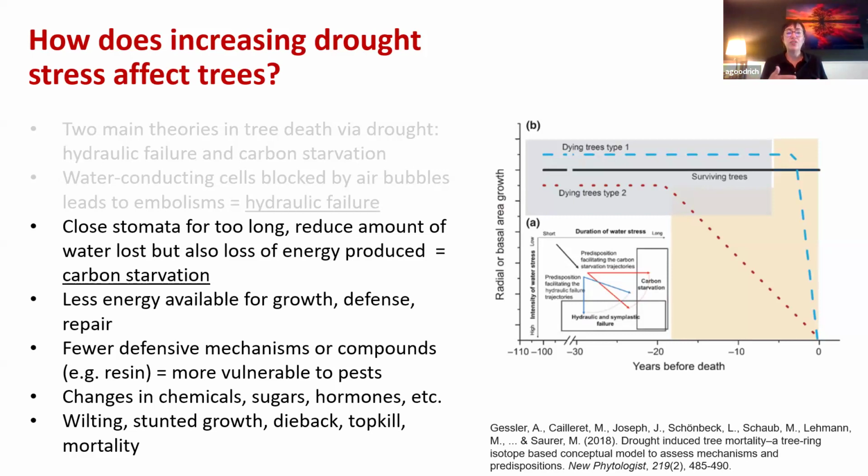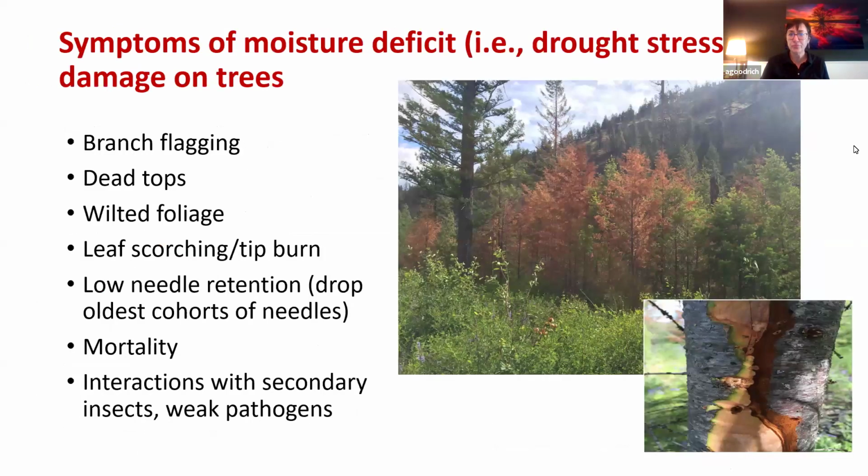You're going to have less energy available for growth, defense, repair, fewer defensive mechanisms or compounds, like maybe it's not producing enough resin. And you might start to see that growth decline over time. And it might take several decades for that tree to die. So in both cases, we're going to see changes in chemicals, sugars, hormones, etc. And that's when we start to see the symptoms, the wilting, the stunted growth, the dieback, top kill, and mortality.